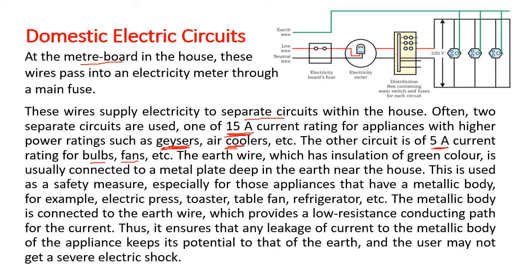You will know from the size of the socket. If you look at the socket of your AC or the washing machine, you will find it is a bigger socket. That is to draw 15 ampere current, because it needs more power, more electric current. And the smaller devices like the bulbs and the fans draw 5 ampere. So even in a domestic circuit, we have two circuits in the house, one of 5 ampere and one of 15 ampere.